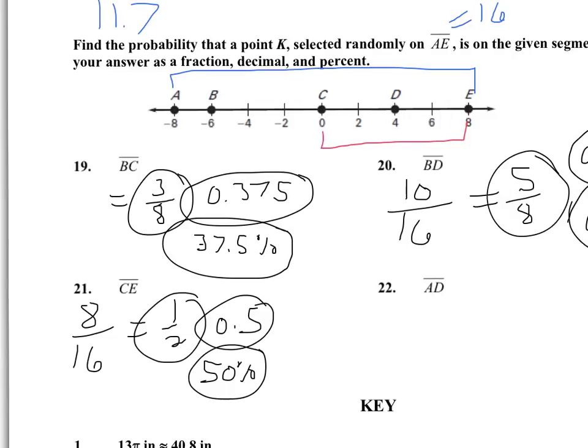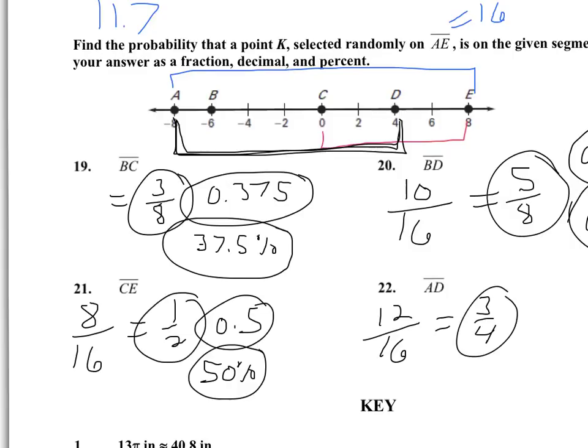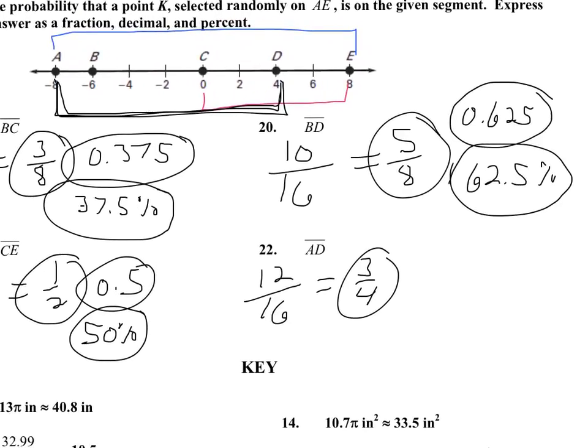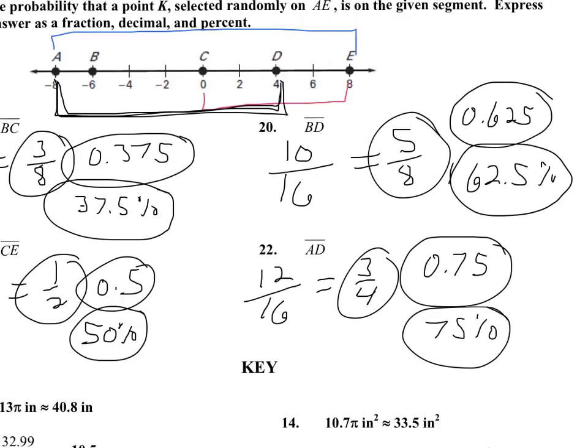All right, and lastly, for this set, we have AD. Okay, how long is that segment AD? Well, it's 8 to 0, and another 4 makes 12. So 12 out of 16, if you reduce that, you get 3/4. You might know what 3/4 is as a decimal. If not, go ahead and just divide. 3 divided by 4 comes out to 0.75, which would be 75%. So that is the basic idea.